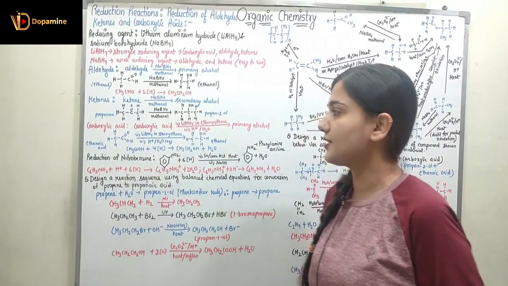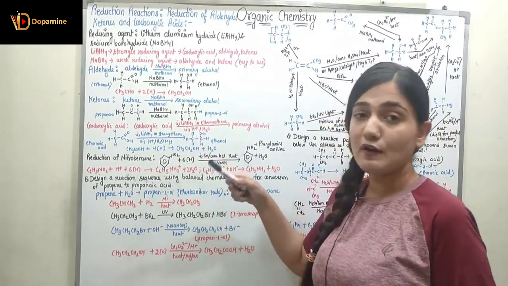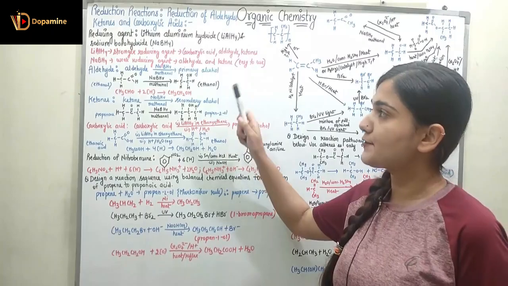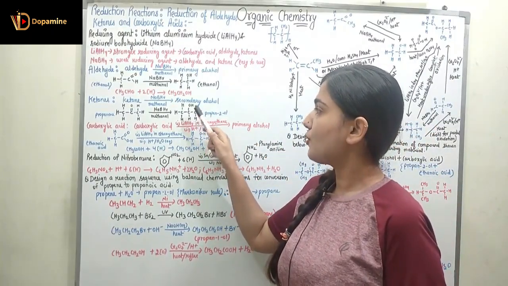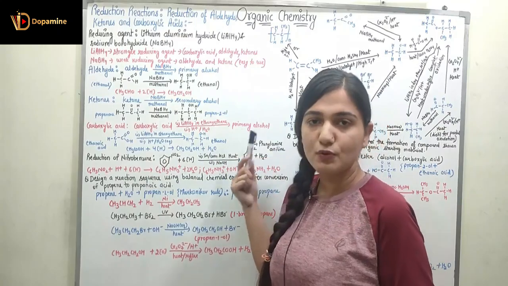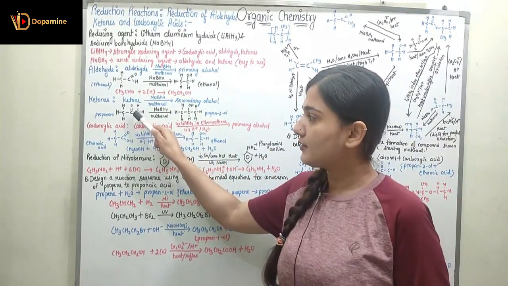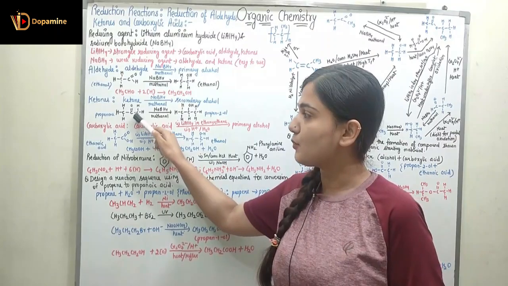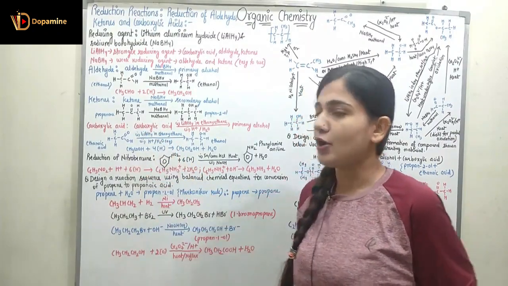Coming to the next reaction, that is a carboxylic acid. Carboxylic acid in the presence of LiAlH4. Now here the strong reducing agent is used. Propan-1-ol will not be formed because the C double bond O is present over here at the center carbon in the ketone, right?